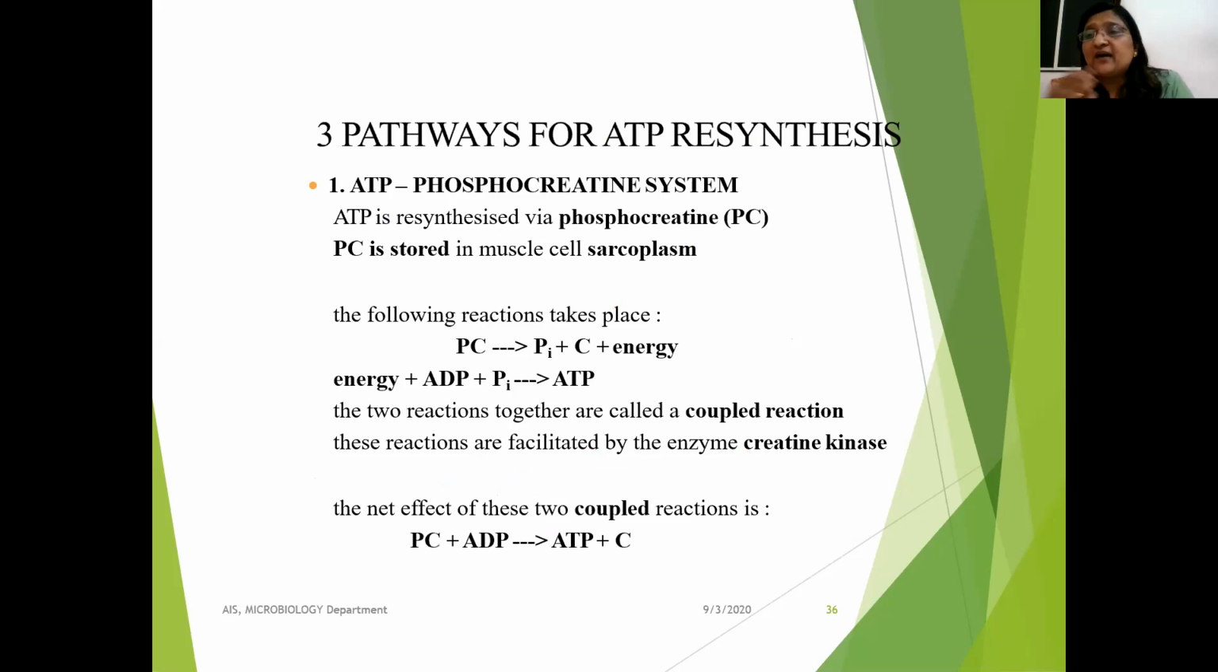In pathways, the important steps where ATP is reproduced or released include the ATP phosphocreatine system. This phosphocreatine (PC) system is normally stored in muscle cells in the sarcoplasm, where two different reactions produce ATP. This is also known as a coupled reaction, and the enzyme which facilitates this reaction is creatine kinase, which releases an ATP molecule.